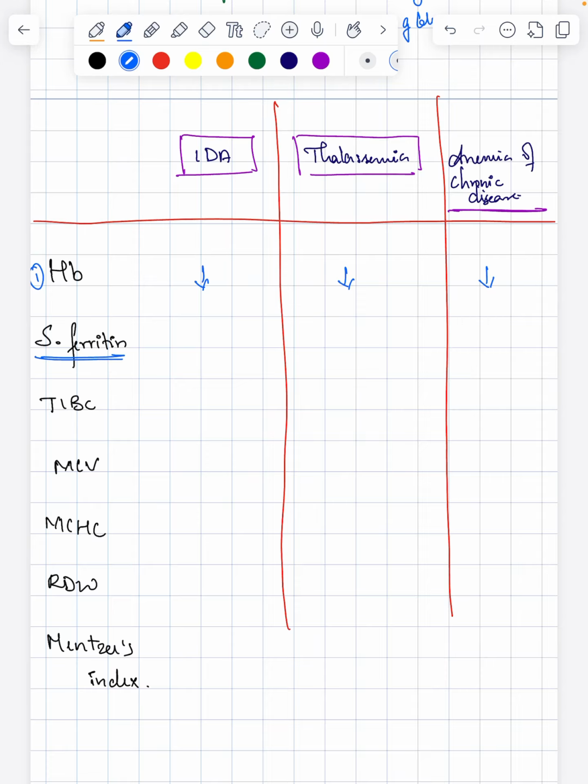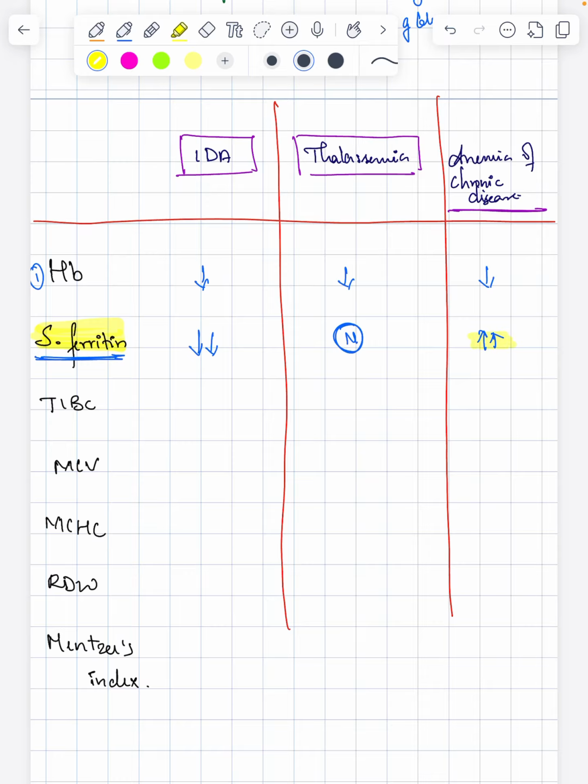What is the value of serum ferritin and how will it help to differentiate? The serum ferritin will be very low in iron deficiency anemia, normal in thalassemia, and very increased in anemia of chronic disease. Why so? Because serum ferritin is an acute phase reactant, so it will be increased in anemia of chronic disease.